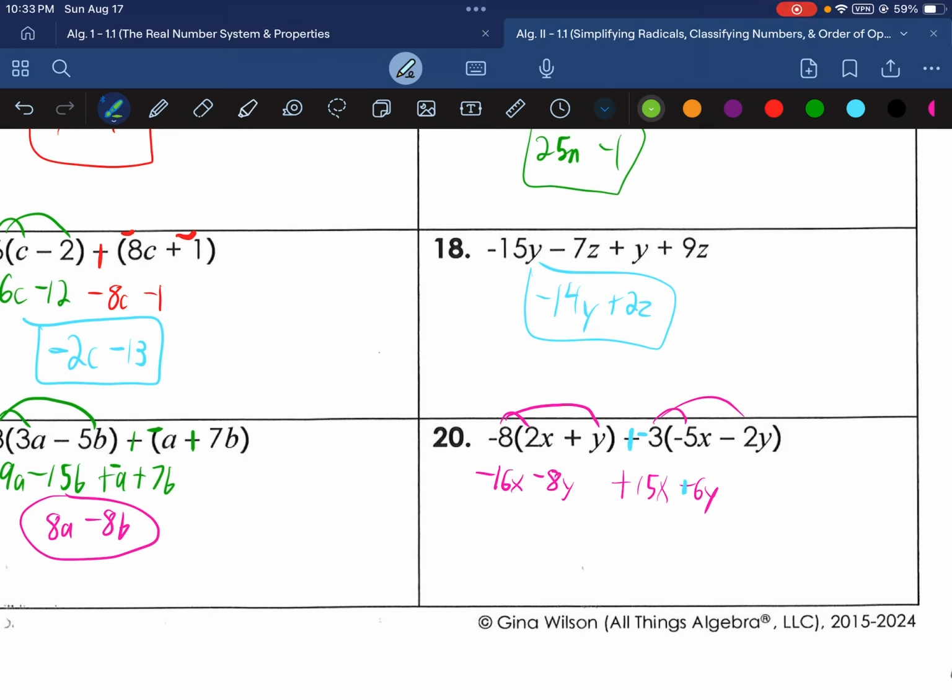So here as we combine like terms, negative 16x plus 15x is negative 1x, or just negative x. Remember that 1 is implied there if you don't write it. Feel free to write it though as well if you like. And negative 8y plus 6y would give us negative 2y.